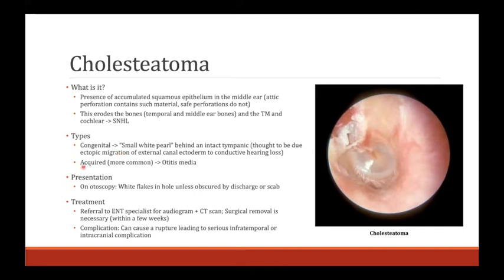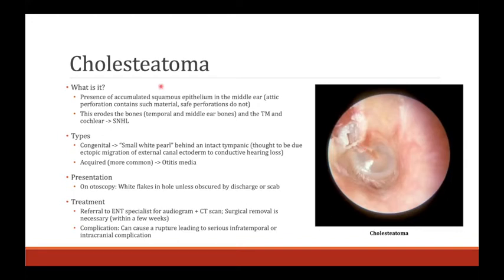The second and far more common one is the acquired cause, which is a cholesteatoma developing after an otitis media event. So that's just something to consider in terms of the long-term management of the patient. On an otoscopic examination, you have white flakes inside the hole, which kind of look like that. The important thing to remember is that, again, you don't necessarily have to see these white flakes. This is a very textbook definition, especially if the patient has pretty waxy ears or scabby ears and there's other stuff blocking it. You don't necessarily have to have this sort of appearance.